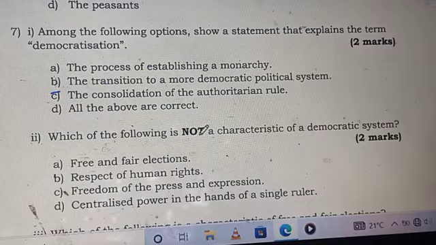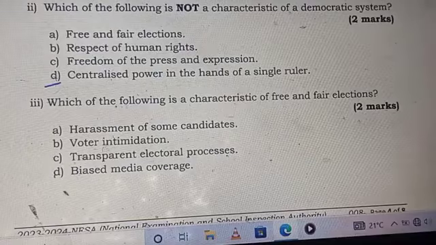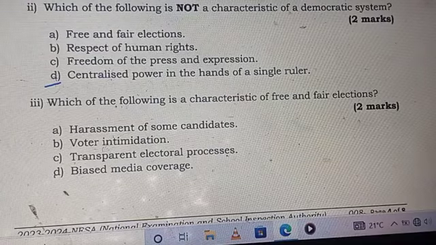I2. Which of the following is not a characteristic of a democratic system? The correct answer is letter D, centralized power in the hands of a single ruler. Democracy involves sharing power and respecting rights. Okay. Are we together? Yes, let's continue.